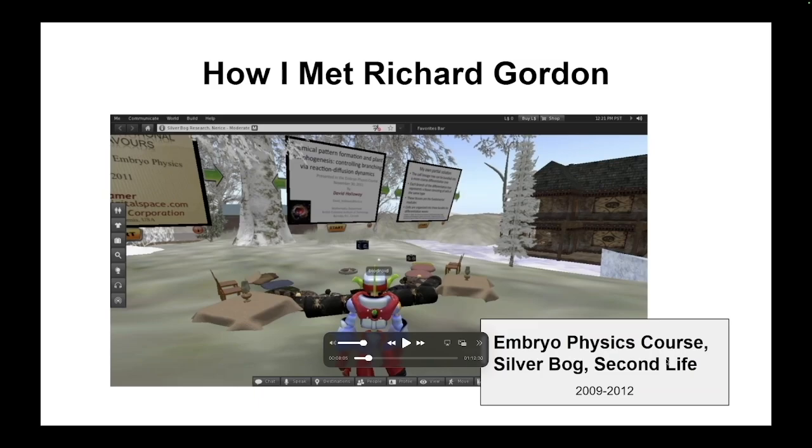in this embryo physics course that he and his wife Natalie put on in Second Life. So this is the Silver Bog area, and we would get our avatars ready. We'd sit down in some virtual chair and then watch presentations. And this was on all aspects of embryo physics, so on physics and embryogenesis and the intersection of those two areas. I had a couple of presentations here, and then we had this collaboration online.